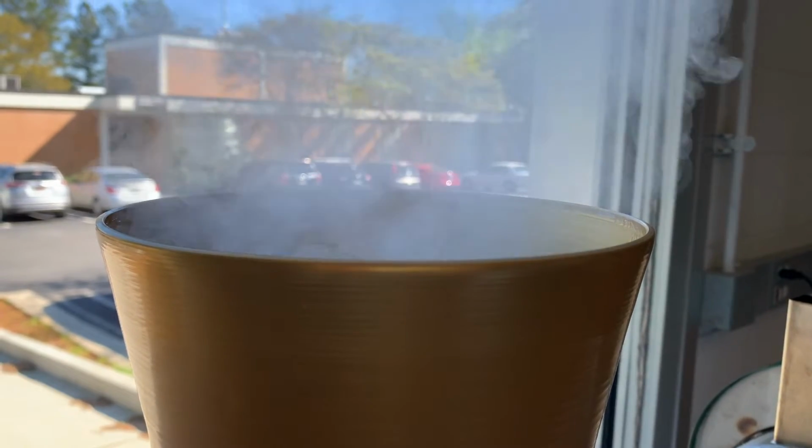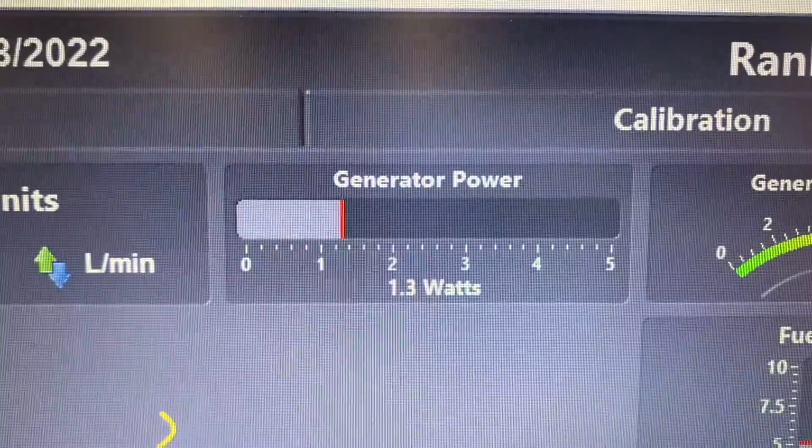We know things are operating well when steam begins to release from the condenser. And better yet, we've got power.